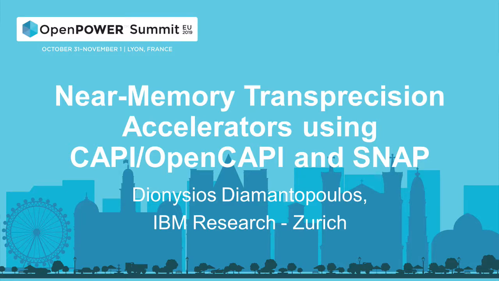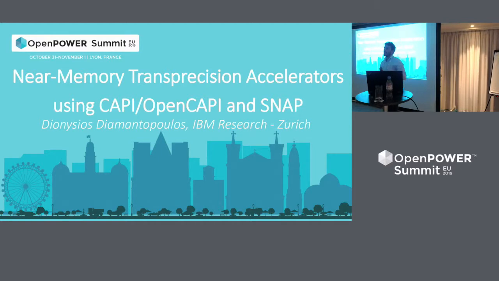Good morning, everybody. In this talk, I'm going to speak about the context of near memory and transprecision accelerators. These are two different domains: accelerators that combine near memory, where we put them near the memory, and techniques about transprecision. We are using CAPI, OpenCAPI, and the SNAP framework for that.